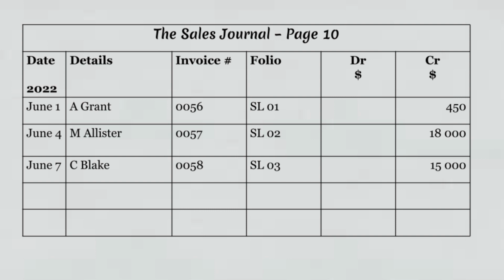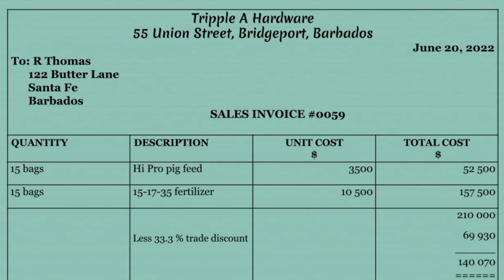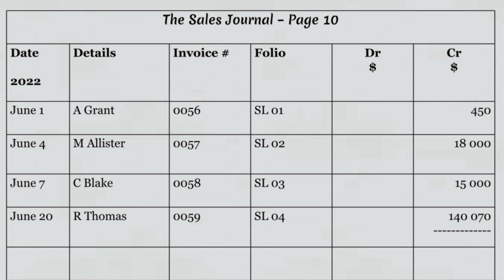Go ahead and complete the final transfer. The invoice is projected. Okay, so the date is June 20th. Under Details we have the customer, R. Thomas. Under Invoice Number we have 0059. The folio is SL04 and under Amount we have $140,070. We now need to know the total amount of goods that was sold on credit for the month.